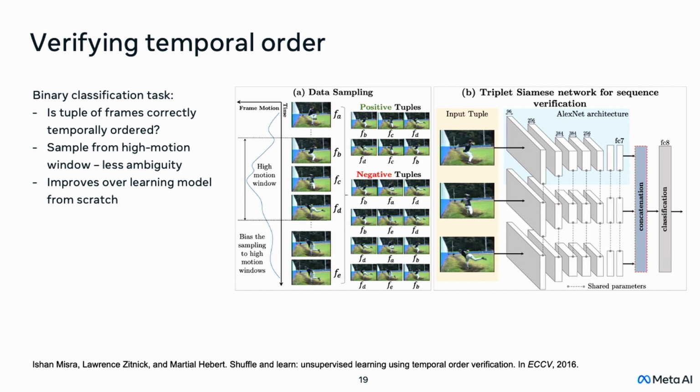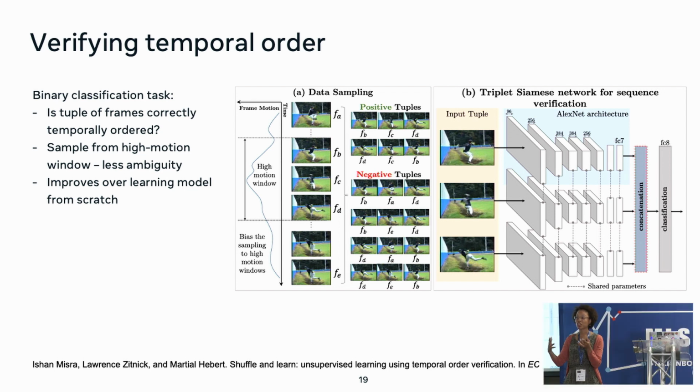And the first one in this line is about verifying temporal order. Once again, I would say pretty intuitive. In the end, what we have is a binary classification task, which is going to be applied on tuples of frames. So we have, I think, 3 frames. And we want to predict whether the frames are temporally ordered or not, whether they're correctly ordered, right? So are they ordered by temporal progression, or have they been shuffled in some way with respect to time, okay?